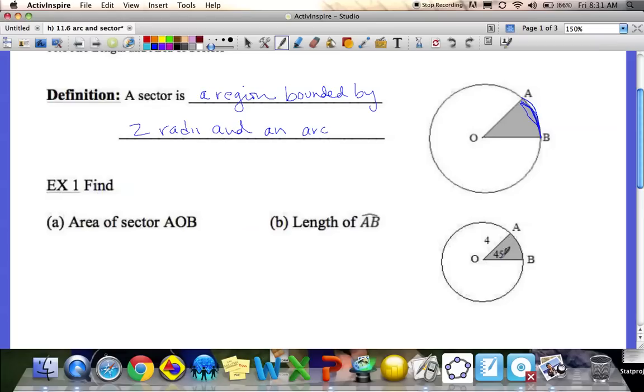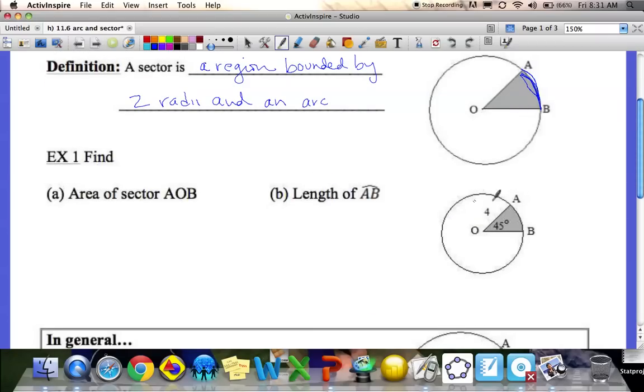So they give you a 45-degree angle and the radius of 4. So we are looking at what percent of the circle. Well, this is 45, and I wonder if we could find the area of the whole circle and continue on to find the area.